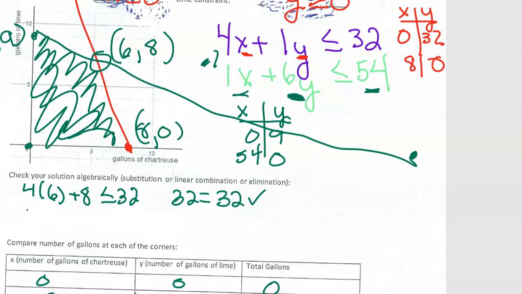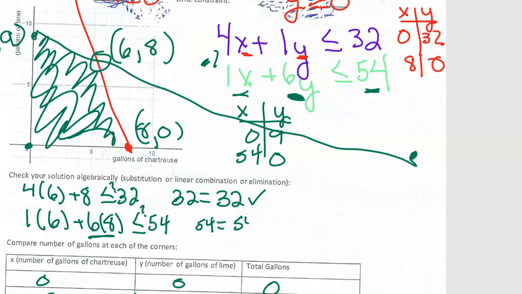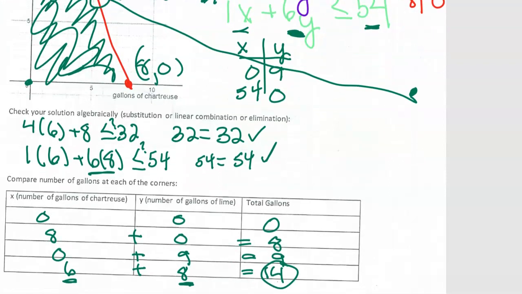And then the other one says 1 times x, which was 6, plus 6 times 8. Is that less than or equal to 54? It's always a question mark here, testing it. Well, this is 48 right here, plus another 6. Well, that would get me 54. So 54 does equal 54. So that's the maximum for that one. So I did good. So 14 gallons of paint. That's the most I could make with those dyes that I have in those combinations.